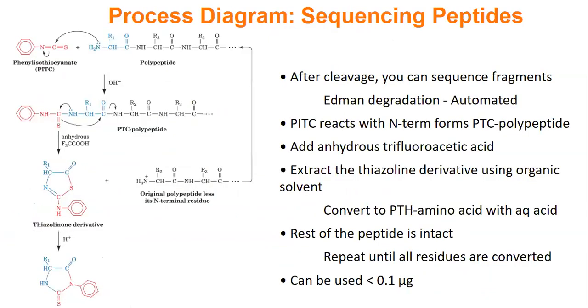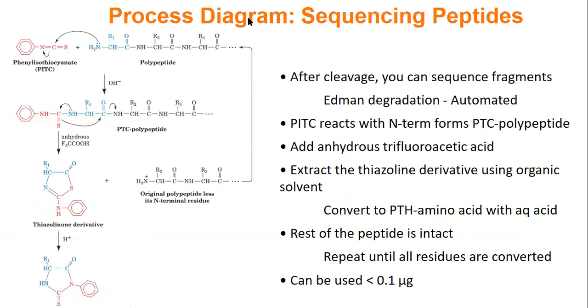What we do need to worry about is a method for sequencing peptides. And this is called Edman degradation. And this was actually around, I want to say in the 70s, and it's still used because it is incredibly efficient. So let me show you what's happening.